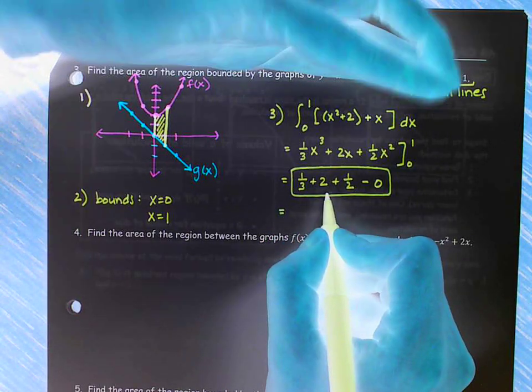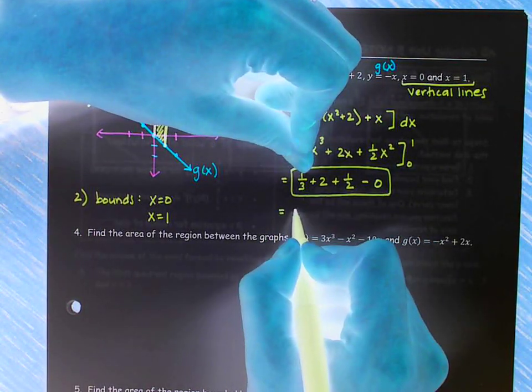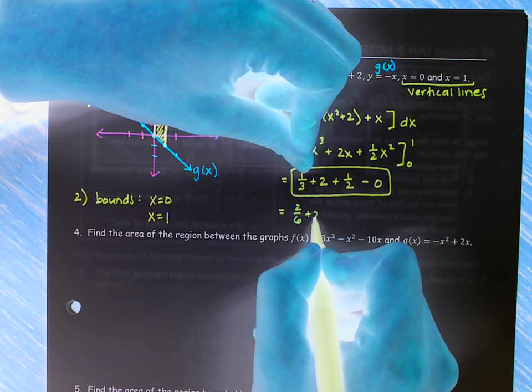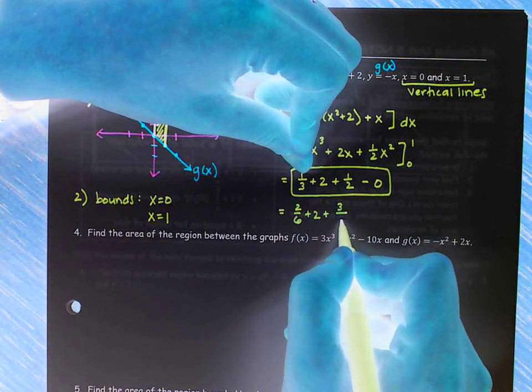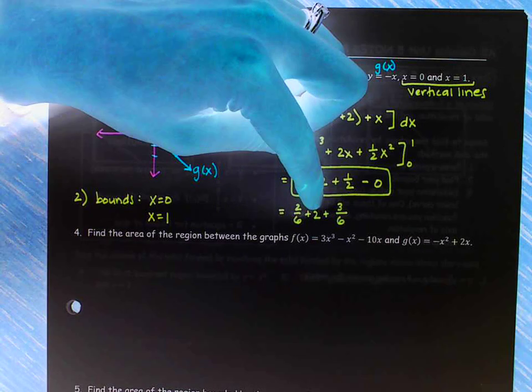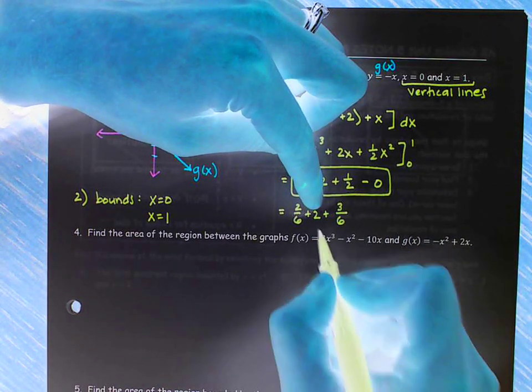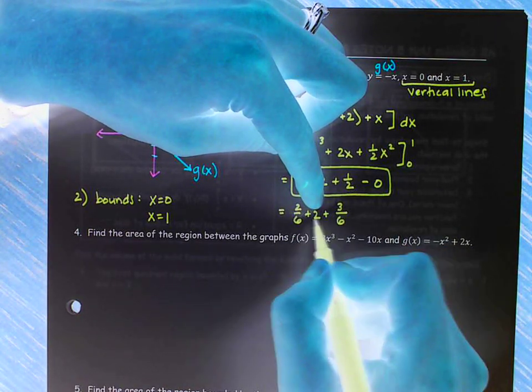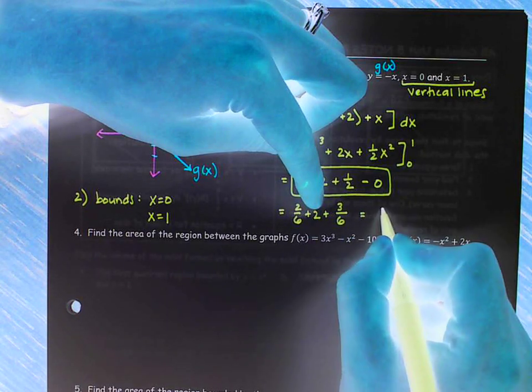If I get a common denominator, I could do 6. So that's going to be 2/6 plus 2 plus 3/6. 2 is the same thing as 12/6. So I have 2 plus 3, 5 plus 12, so 17/6.